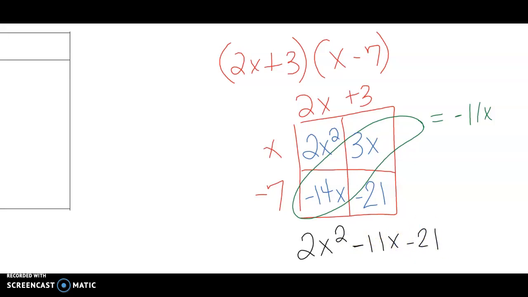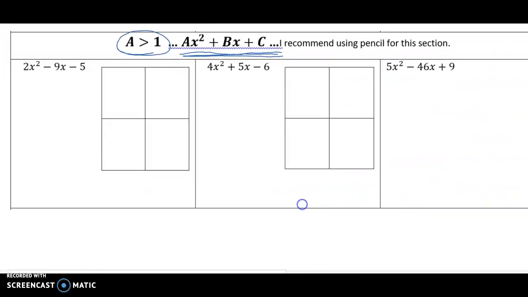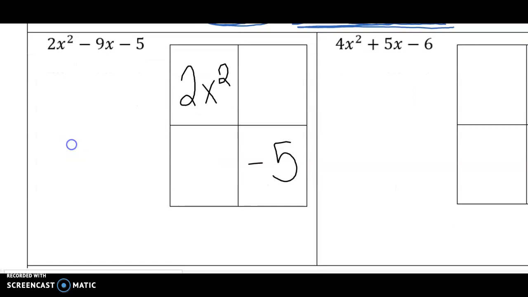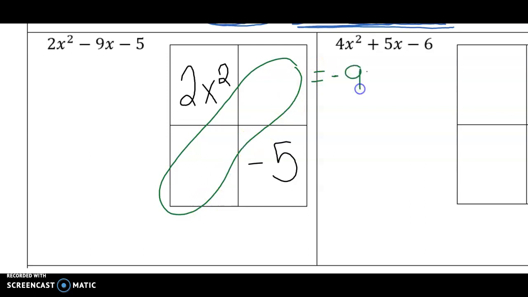Really nice, simple. So now we're going to do the same thing, but we're going to work backwards. It's kind of like doing a puzzle. So let's go ahead and try this one. The 2x squared is going to go in the first box right here. That's where it tends to go in this order. And then we got the minus 5 here. And we know that these two middle boxes have to give us that middle term, which is negative 9x.